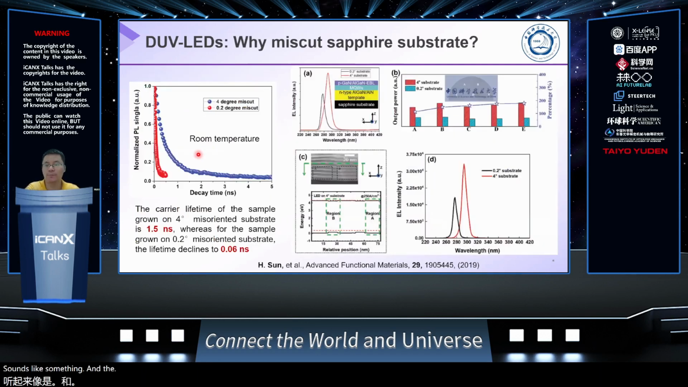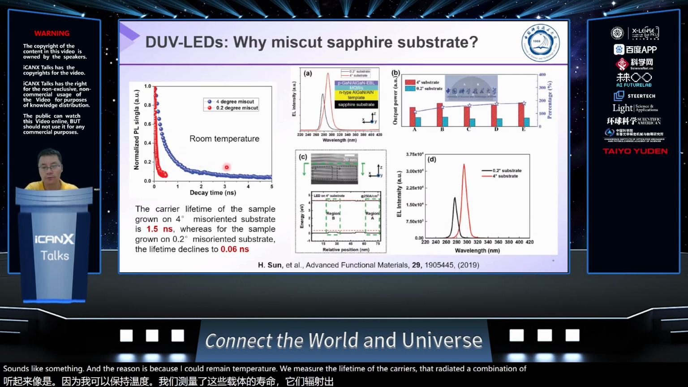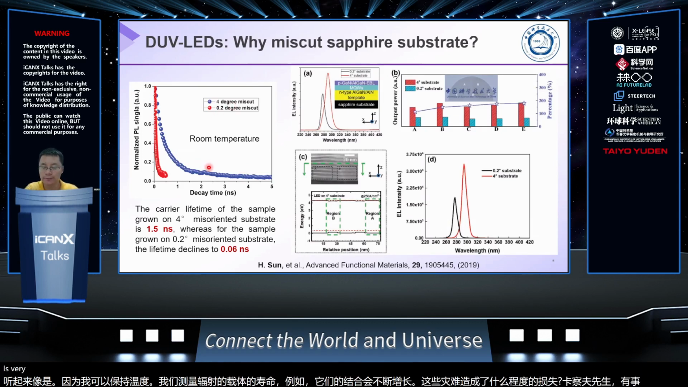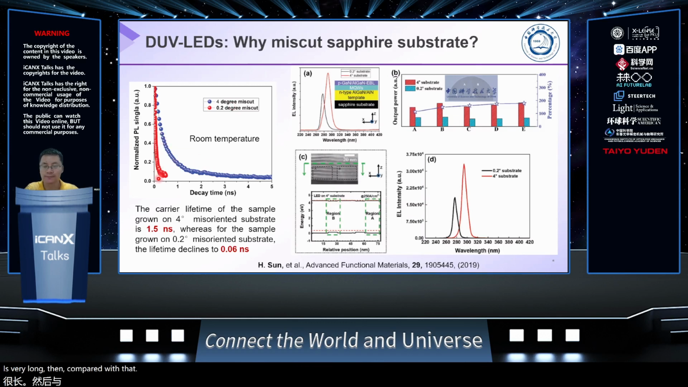And the reason is because at room temperature, we measure the lifetime of the carriers at the radiative recombination. For example, grown on the miscut sapphire substrate, or 4-degree miscut sapphire substrate, this is very long compared with the lifetime for those films grown on the flat sapphire substrate. And we compare the light output power, and the light output power is nearly double compared with those on the flat sapphire substrate.